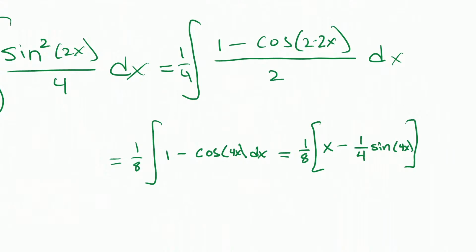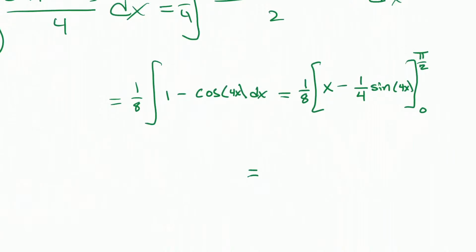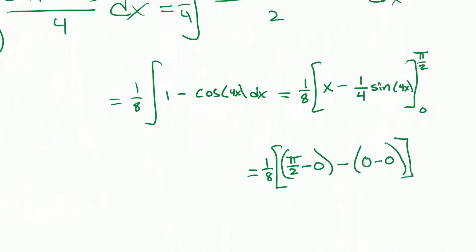Now let's put our limits. Finally, the limits are 0 to pi over 2. And so that equals 1/8 times pi over 2 minus 0, minus 0 minus 0. The sine of pi over 2 times 4, pi over 2 times 4 is 2 pi. The sine of 2 pi is 0. And then when you plug 0 into this, you get 0.